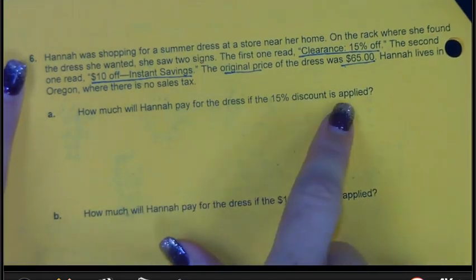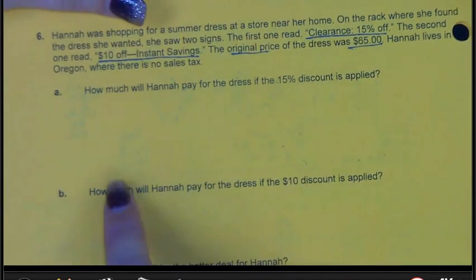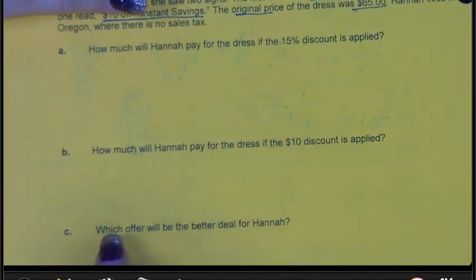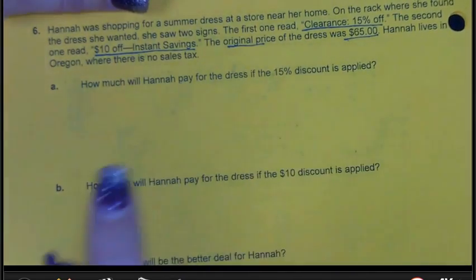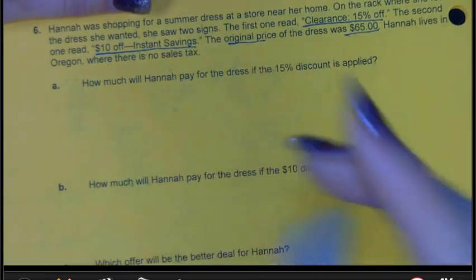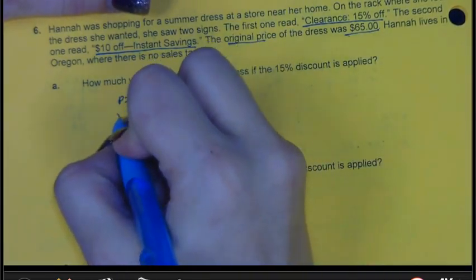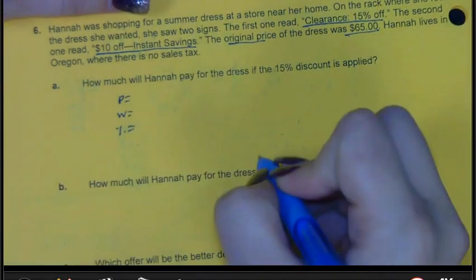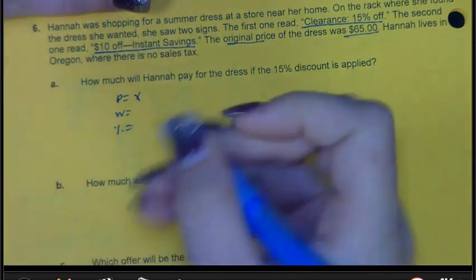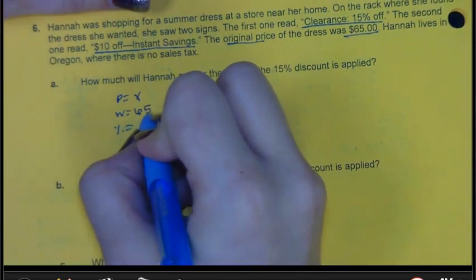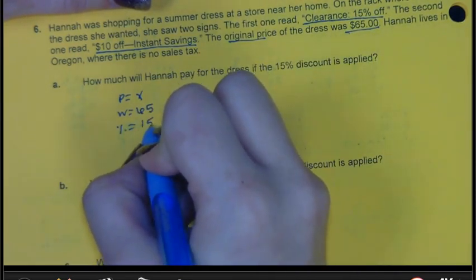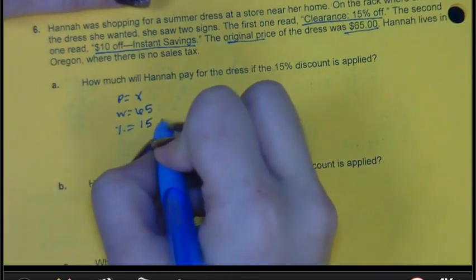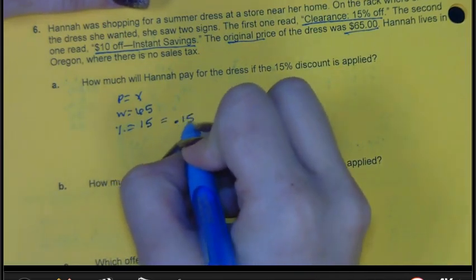How much will Hannah pay for the 15% discount? How much will she pay for the $10 discount? Which offer will be the better deal for Hannah? Okay, so she can only use one or the other. She cannot use both. So let's go ahead and find our part, our whole, and our percent. Our total is the original price of the dress. If we use our clearance percentage, it's 15% off, which as a decimal is 0.15.